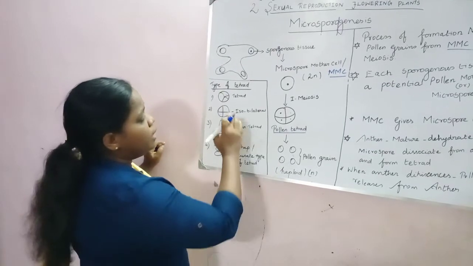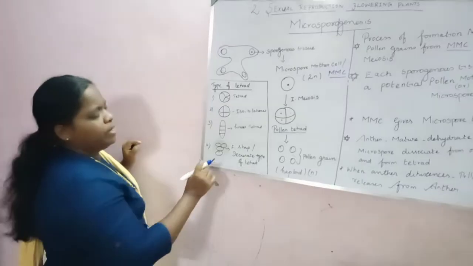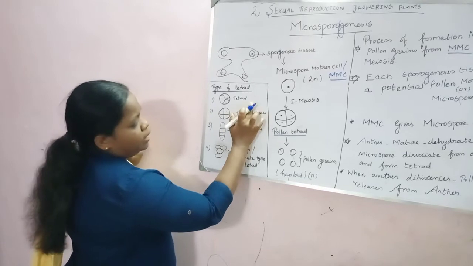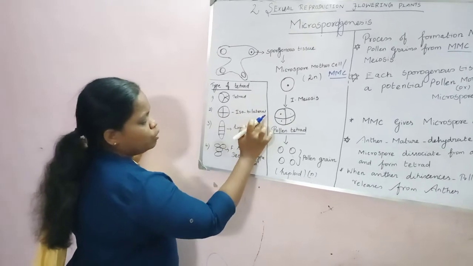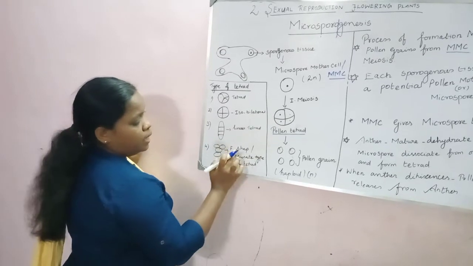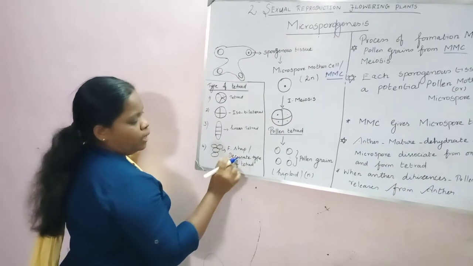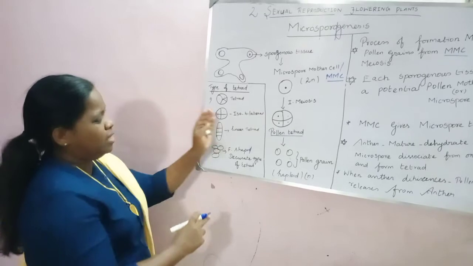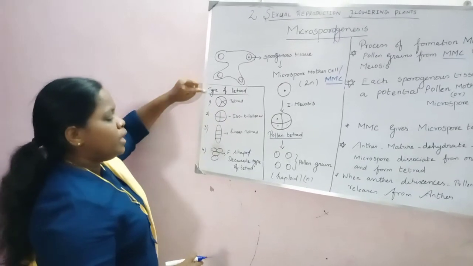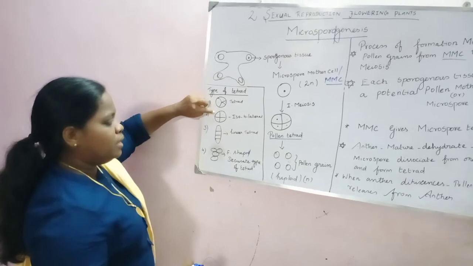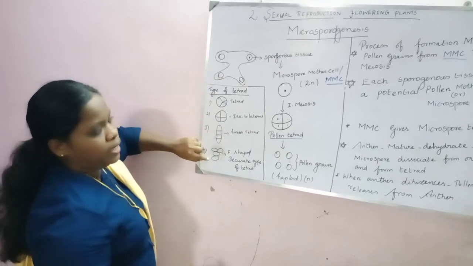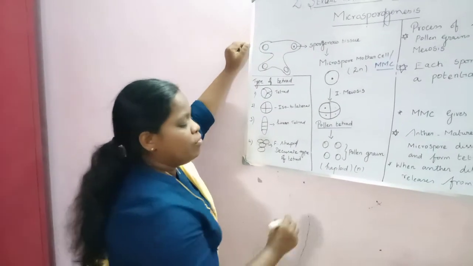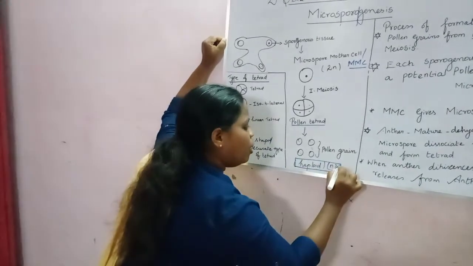The next one, the types of tetrad. Four types of tetrads we can see. Number one is the tetrahedral tetrad. The second one is the isobilateral. The third type is the linear tetrad. And the fourth type is the F-shaped or decussate type of tetrad. Apart from your lesson, you should know these types of tetrad: isobilateral tetrad, linear tetrad and F-shaped tetrad. At last, in the process of microsporogenesis, we get haploid pollen grains.